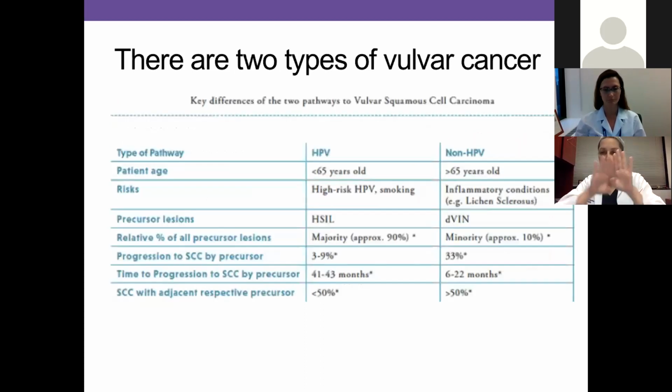There are really 2 categories of vulvar cancer, the ones that are HPV related and the ones that are non-HPV related. The HPV related ones tend to affect younger women, and the non-HPV related ones tend to affect older women who have vulvar skin conditions.